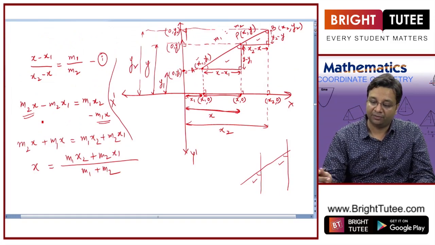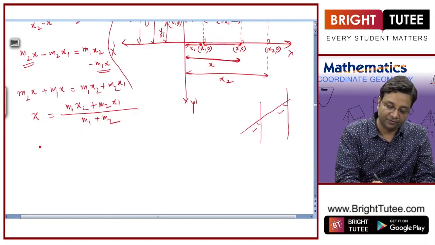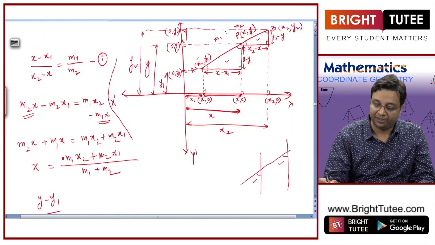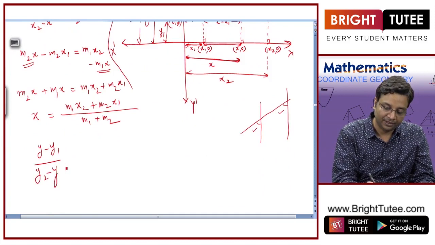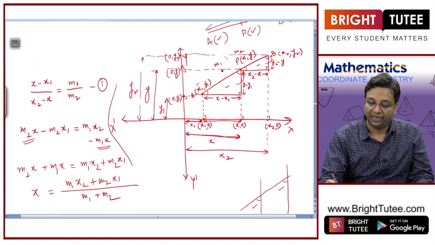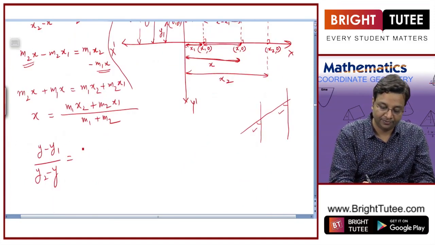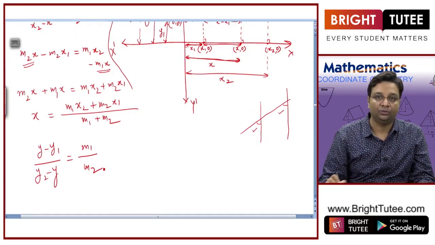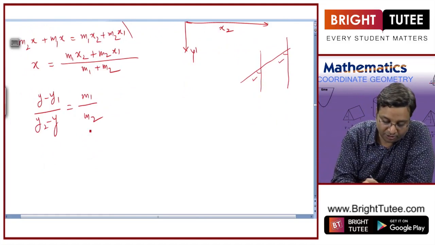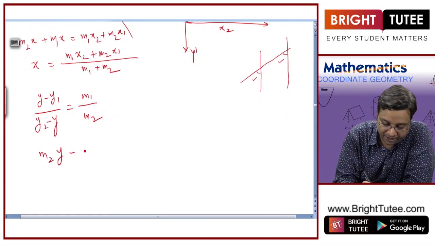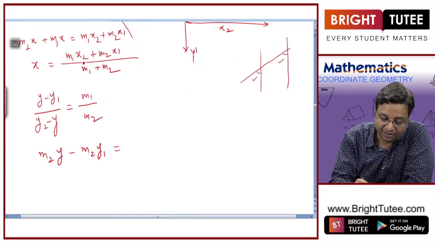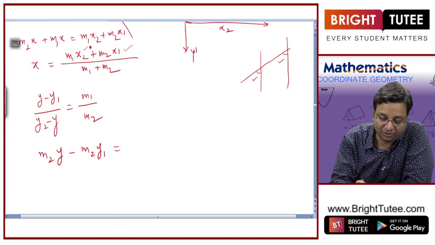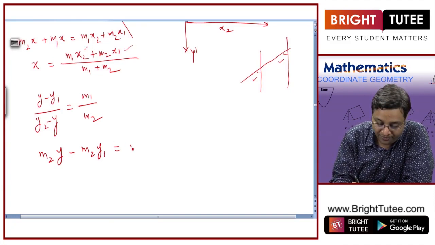How do we find the y coordinate? By taking the ratio of these sides: y minus y1 divided by y2 minus y will also be equal to m1 by m2, right? So let's cross multiply: m2y minus m2y1. This is a similar pattern, so I'll get a similar answer, just y1 in place of x1 and y2 in place of x2. So let's calculate m1y2 minus m1y.